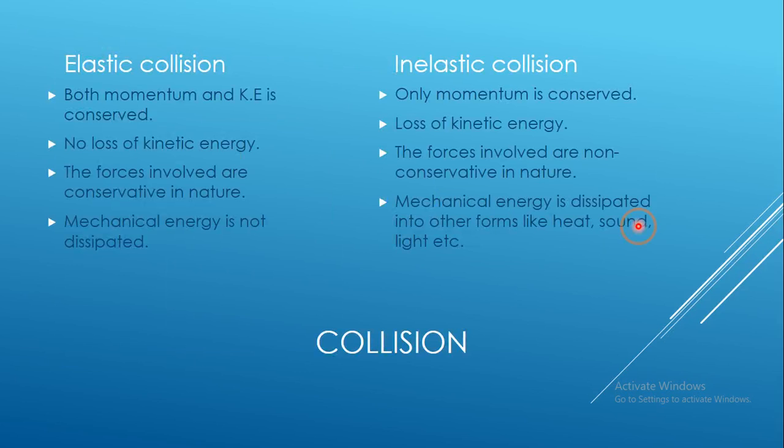Let's move towards the next point, it is collision. When a number of objects come together, interact and scatter in different directions, that particular process is called collision. There are two basic types of collision, that is elastic and inelastic. There are a few differentiating points between them. Both momentum and kinetic energy are conserved in elastic collision. Only momentum, not kinetic energy, is conserved in inelastic collision. No loss of kinetic energy in elastic collision. Here, loss of kinetic energy.